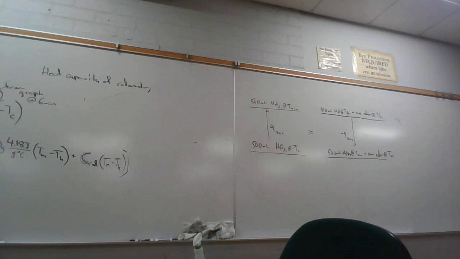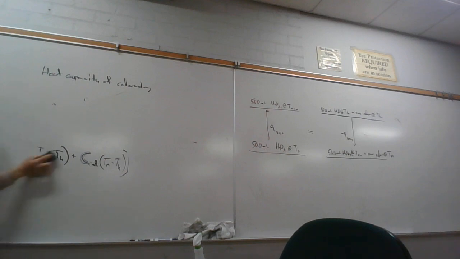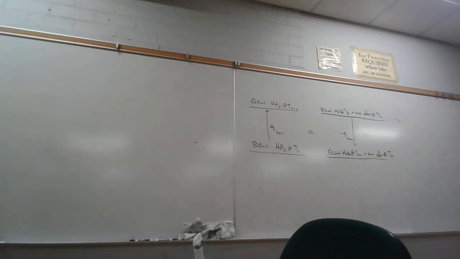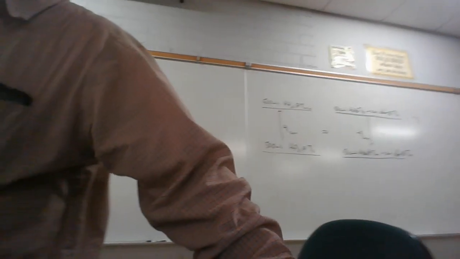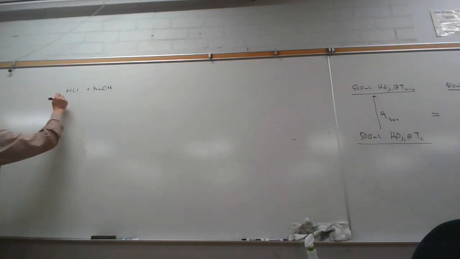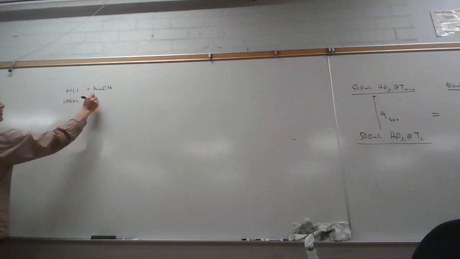What was the next experiment that we did? Aqueous NaOH plus HCl. Okay. So what we did was HCl plus NaOH. What were the molarities of the HCl and the NaOH? 1.05 molarity for HCl and 1.00 molarity for NaOH. Okay, 1.05 molar and 1.00 molar.